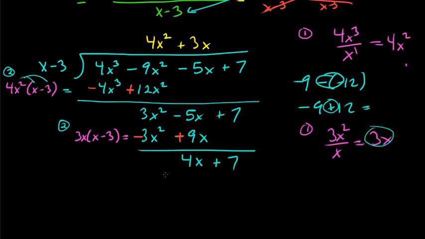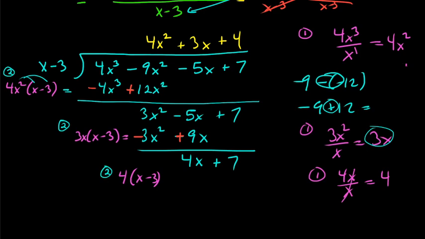But now we're not done. We have to repeat. We take the 4x here, the first term here, and just divide by the same x. So step 1 again, 4x divided by x. x divided by x is 1, so that's just 4. So the next term of the quotient is just 4. And then we multiply 4 times x minus 3. Remember, that's step 2 here.